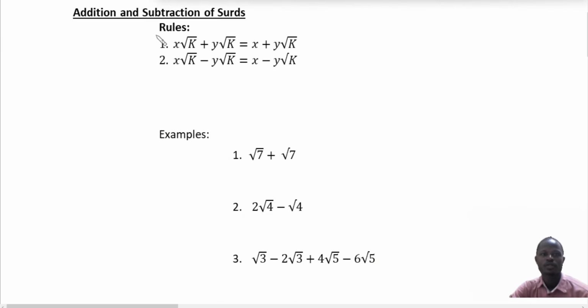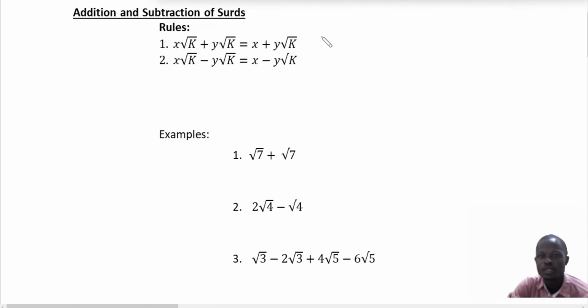So let's talk about addition and subtraction of surds. We have rules. The first rule: x root k plus y root k equals (x plus y) root k. And also x root k minus y root k equals (x minus y) root k. This means we can only add surds with the same root. We have root of k here and root of k here.